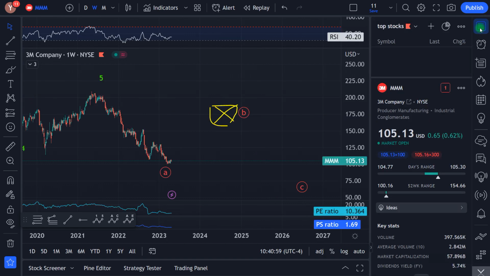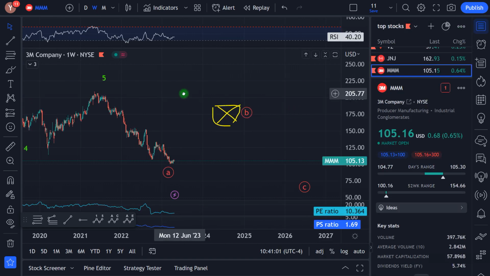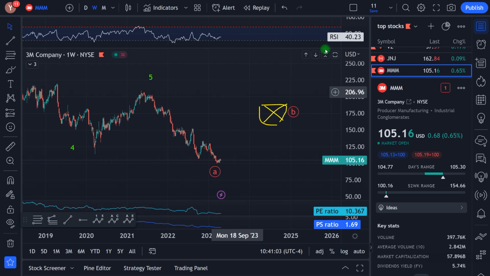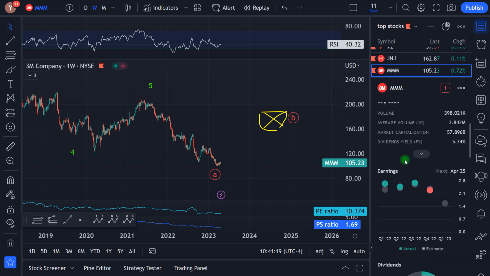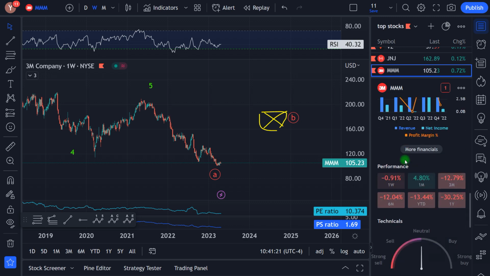Also, if we check the RSI, the momentum indicator, we see that now in the weekly time frame it is 40, so it's telling us that the stock is already oversold. That's why I can consider these as nice levels to buy this stock right now.